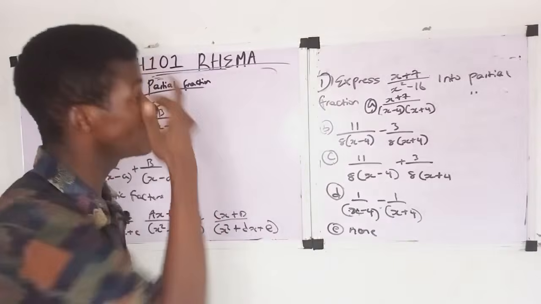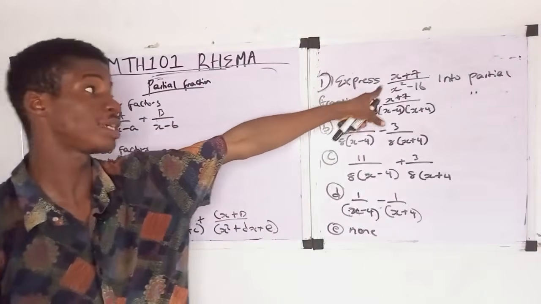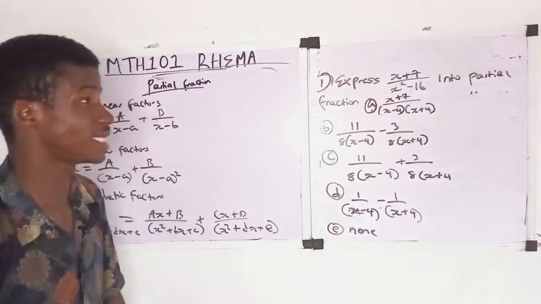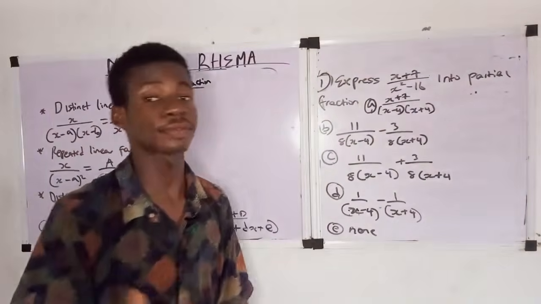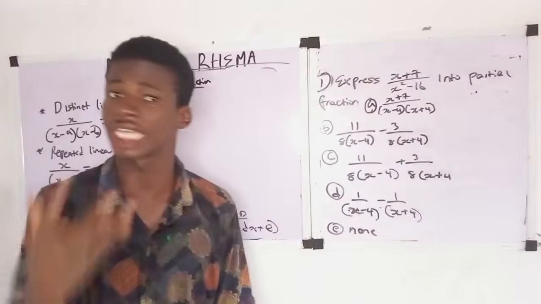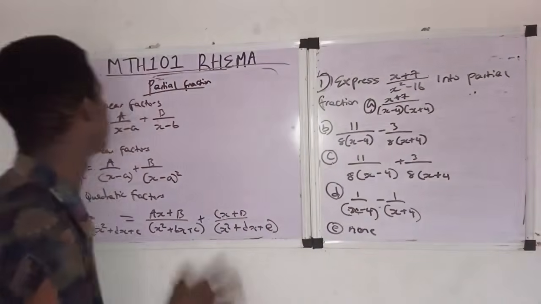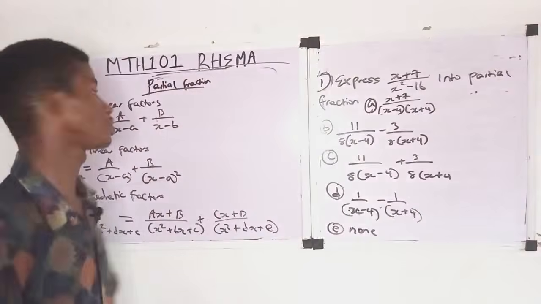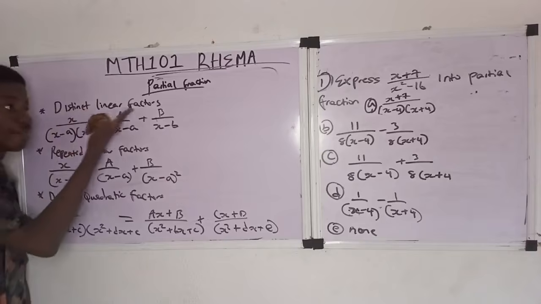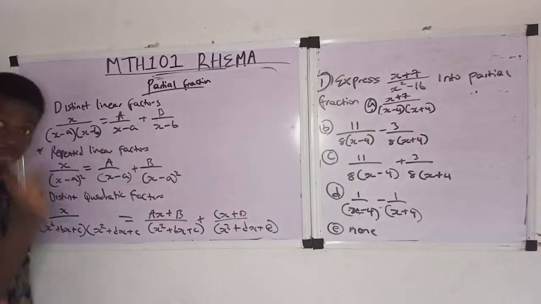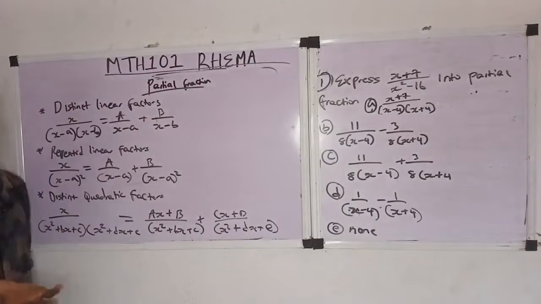All right, so now let's continue with partial fraction. If you look at this question, they said express s plus 7 divided by s square minus 16 into partial fraction. When we solve this question, we need to tell you how to solve questions under partial fraction. There are different categories of partial fraction. One category is distinct linear factor, when the denominators are linear factors. What do I mean by linear?